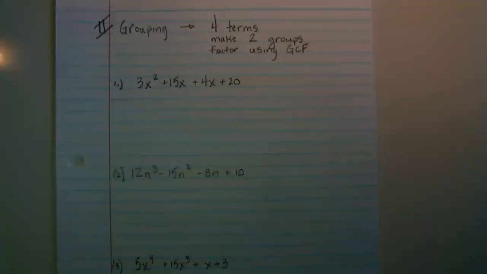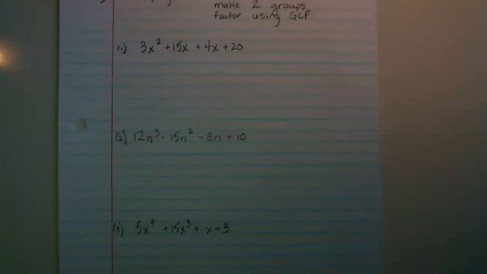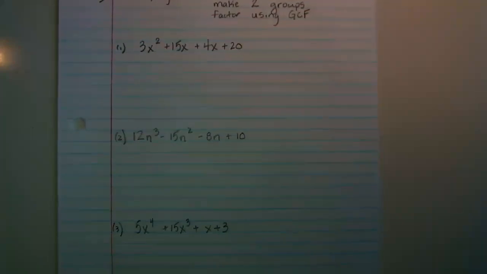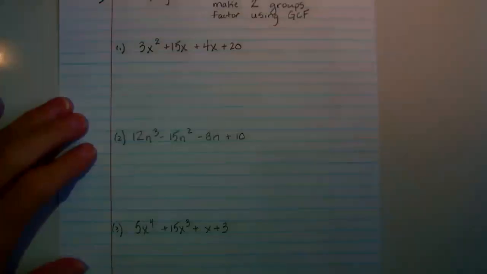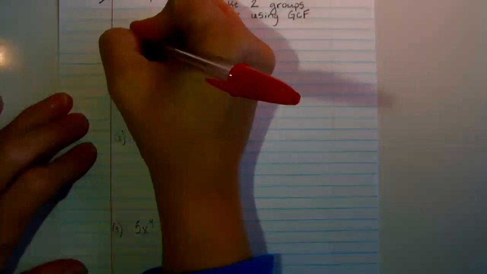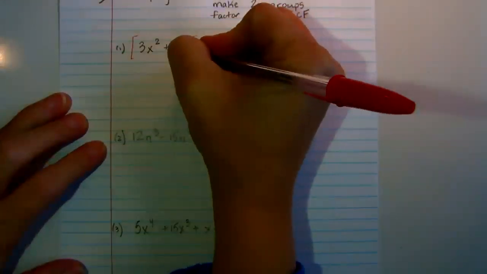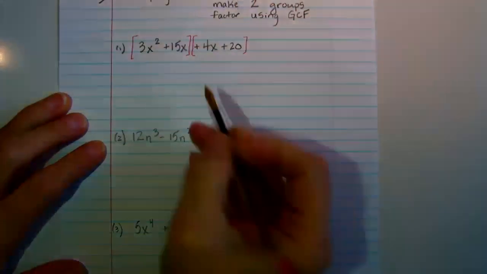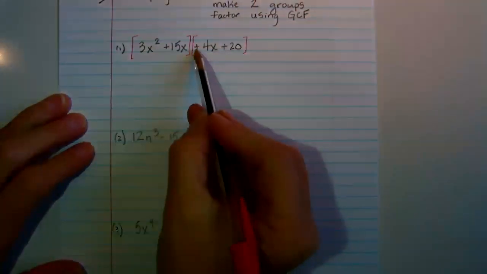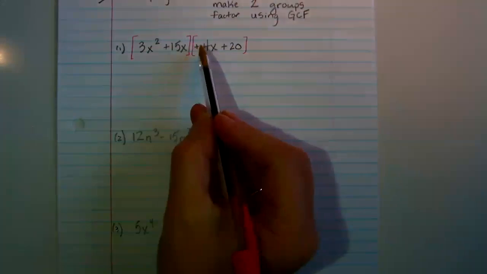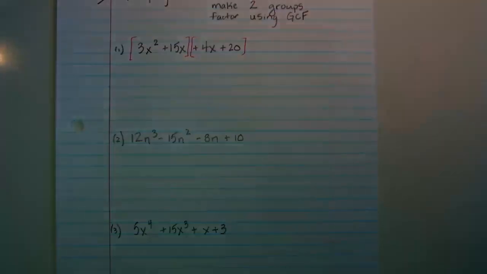So let's take a look at example number one. Again, you can see I have four terms: 3x squared plus 15x plus 4x plus 20. What you're going to do is take your four terms and make two groups. Sometimes you can draw big brackets or parentheses around them so that you can see where your groups are. In your second group, make sure you keep that sign there, because that's going to be important when you start factoring using your GCF.